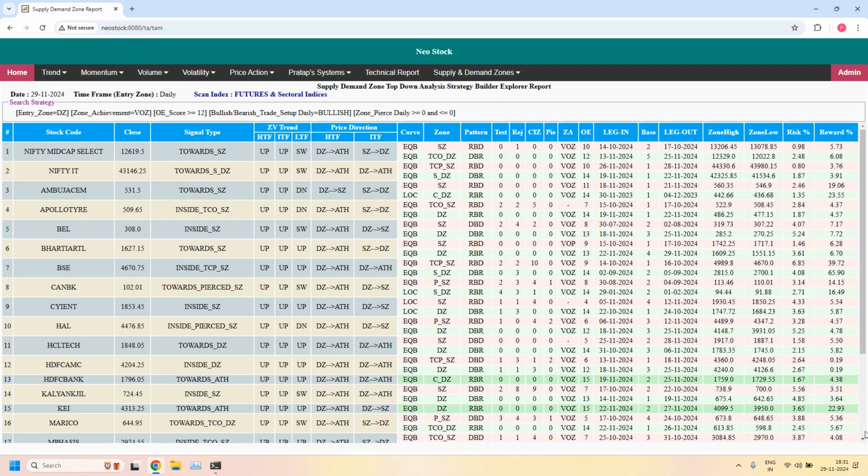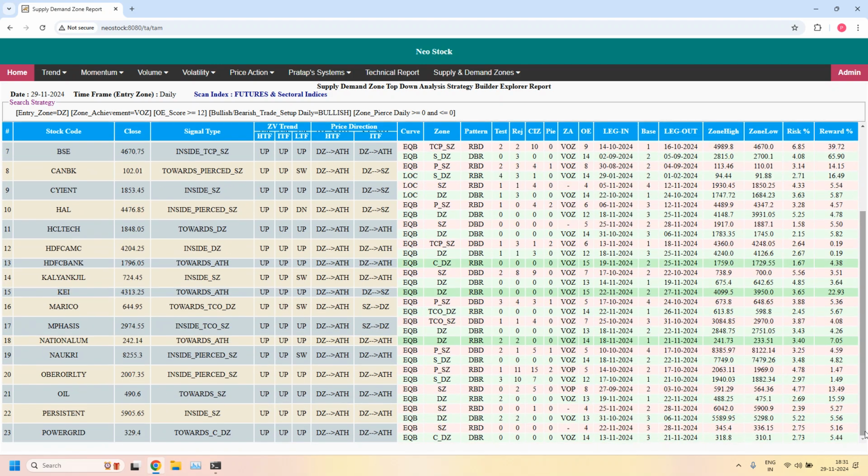I am scrolling the list down. So a total of 23 stocks are filtered. These 23 stocks are currently supporting the bullish trade setup for monthly income trade. The entry zones are daily demand zones. Out of these 23 daily demand zones, some high probability supported zones might be available. We need to find them.